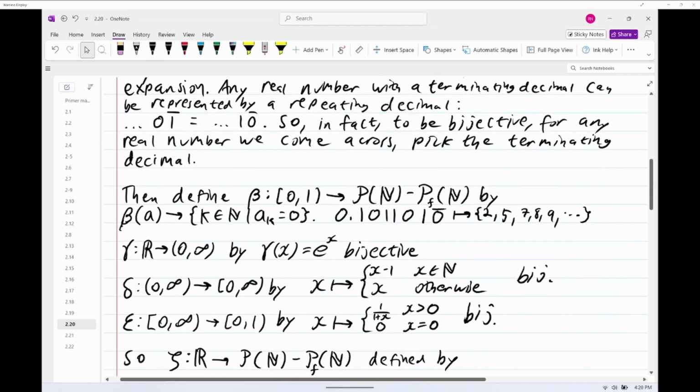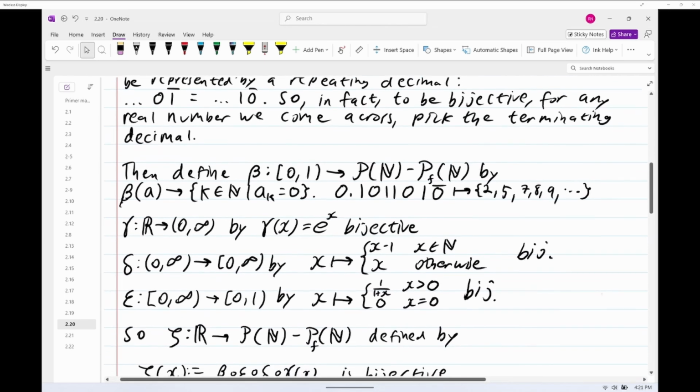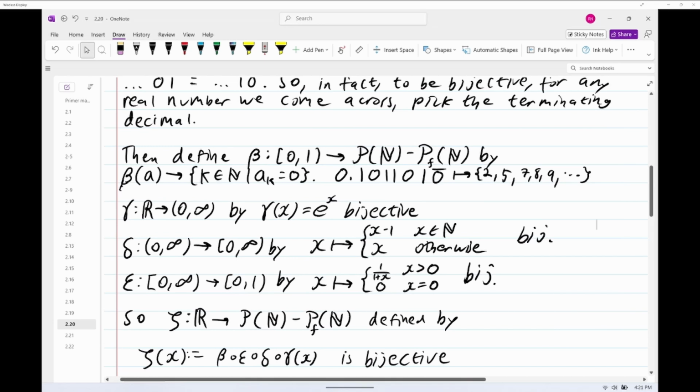So then zeta from R to the power set of naturals without the finite power set of the naturals, defined by doing gamma to go from R to (0, infinity), then delta to go from (0, infinity) to [0, infinity), then doing epsilon to go from [0, infinity) to [0, 1], then doing beta to go from [0, 1] to the power set of the naturals without the finite power set of the naturals, is bijective.